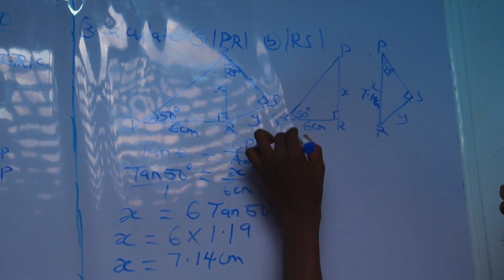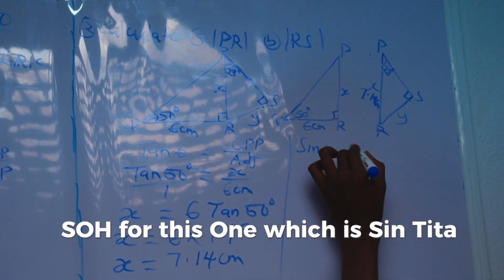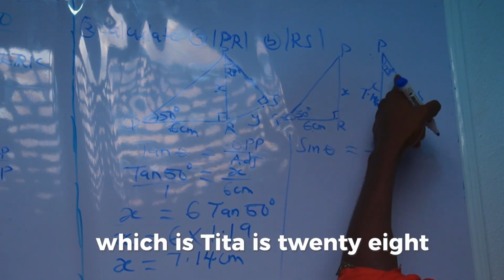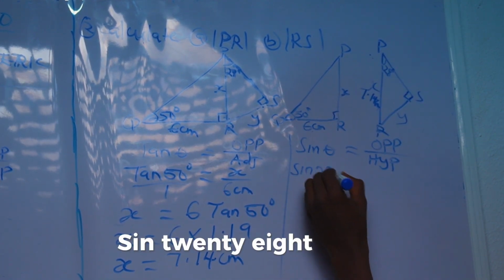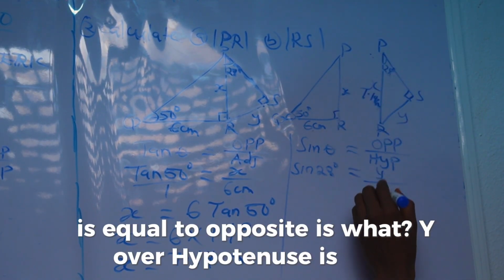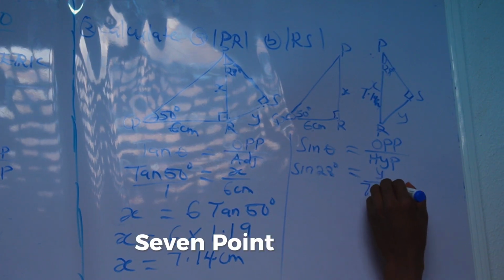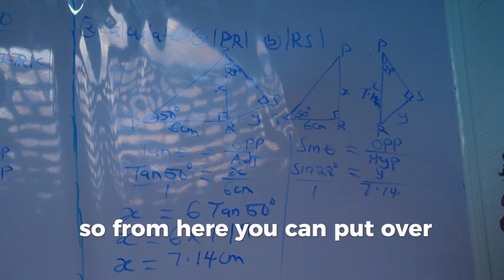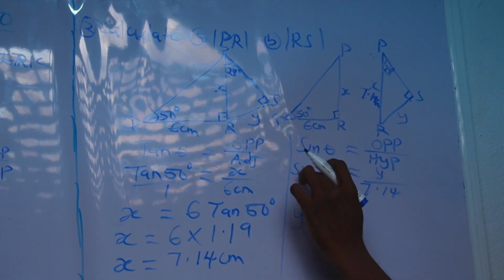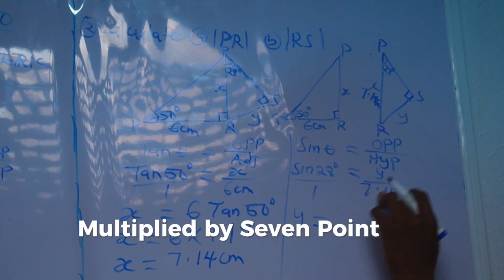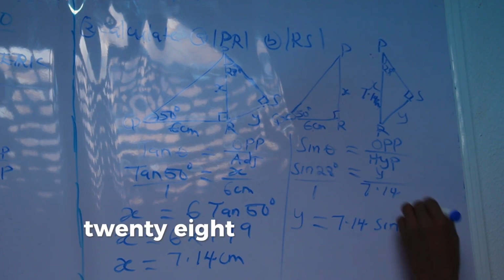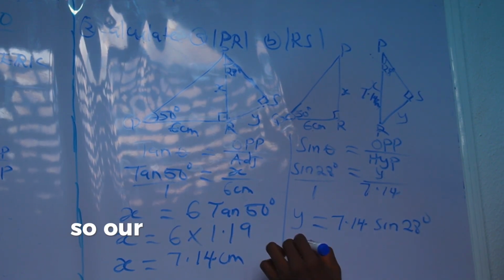So we are going to use SOH for this one, which is sine theta is equal to opposite over hypotenuse, which is theta is 28. Sine 28 degree is equal to opposite is y over hypotenuse is 7.14. So from here we can put over 1 and we cross multiply. Y multiplied by 1 is going to give us y, which is equal to sine 28 multiplied by 7.14, which is 7.14 sine 28 degree. Are you getting it?